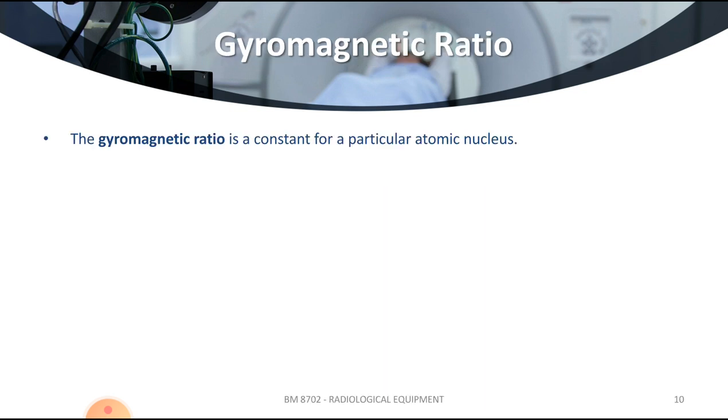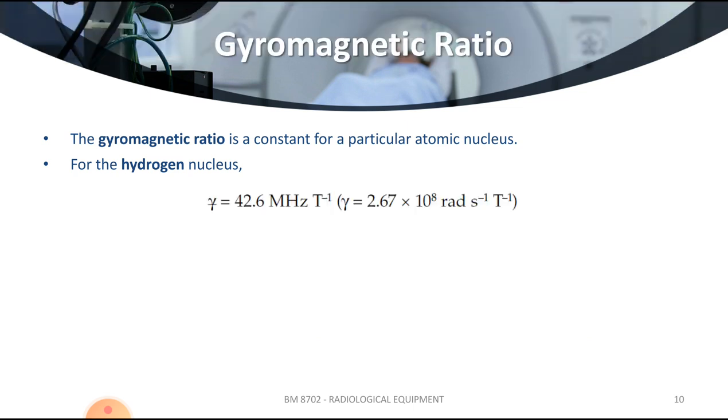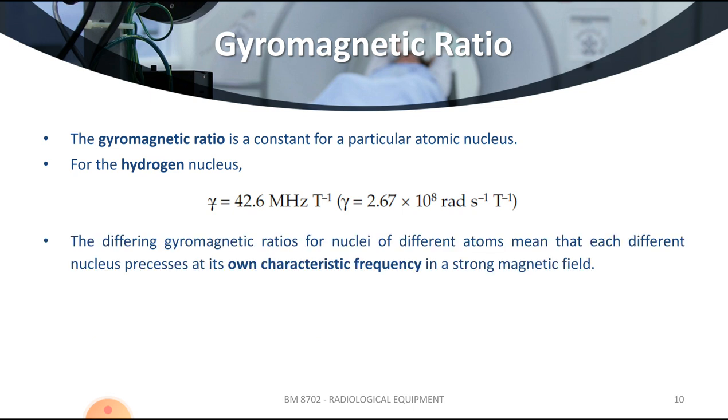Next thing is gyromagnetic ratio. The gyromagnetic ratio is a constant for a particular atomic nucleus. In our case, the most prominent nuclei which we are imaging is hydrogen, right? So hydrogen also will have a constant gyromagnetic ratio which is 42.6 megahertz per Tesla. The different gyromagnetic ratios depend on the characteristic frequency of different atoms in a magnetic field.